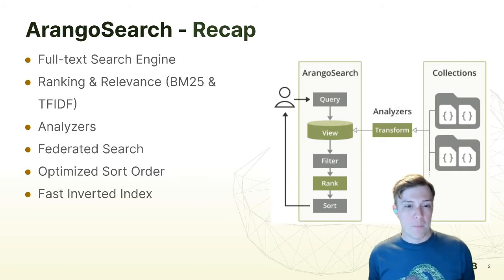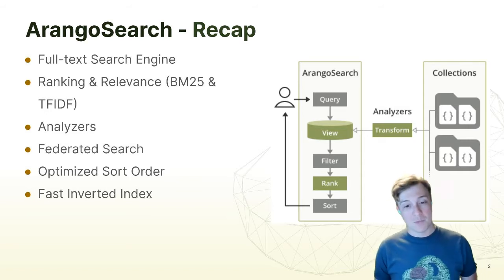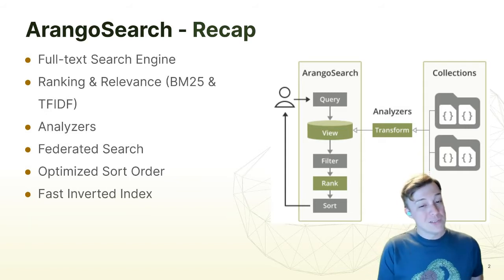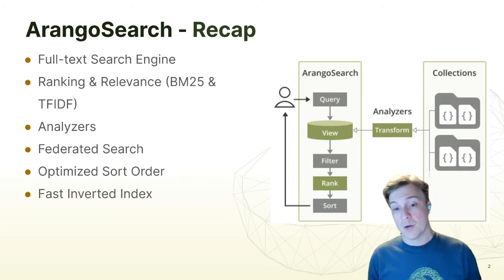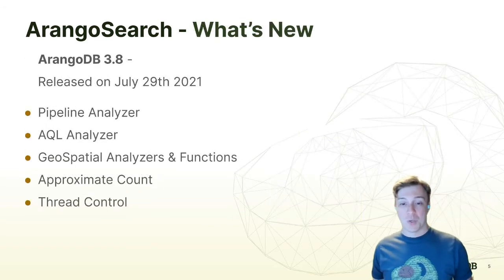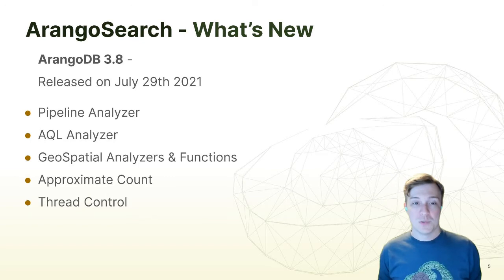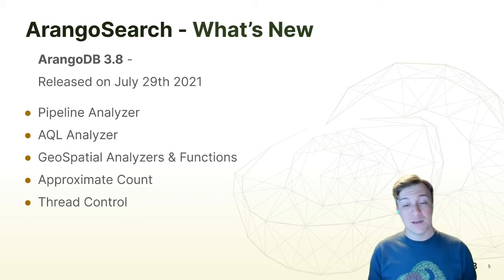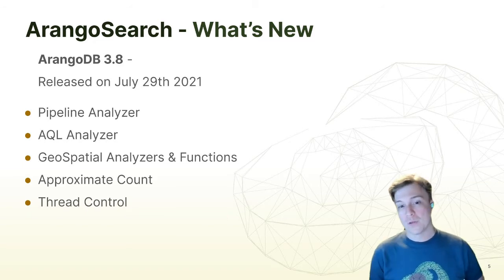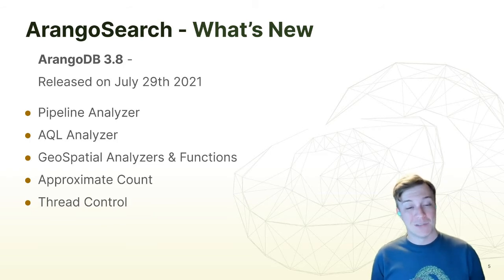If you'd like to learn more about the basics of ArangoSearch, be sure to check out our documentation or watch some of the other ArangoSearch videos in the Lunch and Learn series. Over the last year or so, since we did the first ArangoSearch Lunch and Learn session, we have released quite a few ArangoSearch features. In July 2021, we released ArangoDB 3.8, which introduced the pipeline analyzers for chaining analyzer transformations together, an AQL analyzer that allows you to use AQL queries for an analyzer, geospatial analyzers and functions, approximate count for search query results, and fine-grained control over ArangoSearch's maintenance threads.